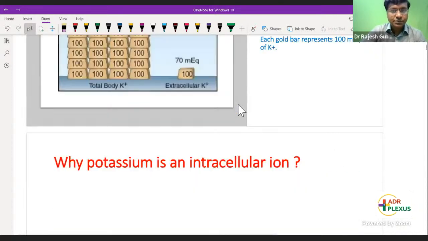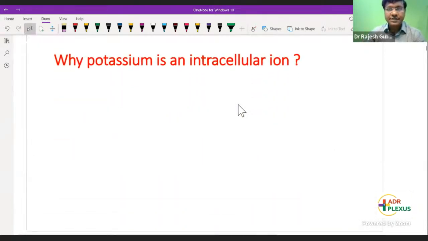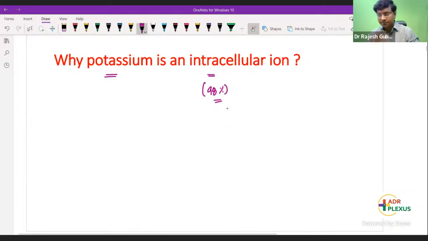Yes, this is another very important question to all of you. Can anyone tell me why potassium is an intracellular ion? Why is it not an extracellular ion? I said almost 98% of the potassium is intracellular. Can anyone answer why potassium is an intracellular ion? To maintain the resting membrane potential. But that is not the exact answer, Kartika.